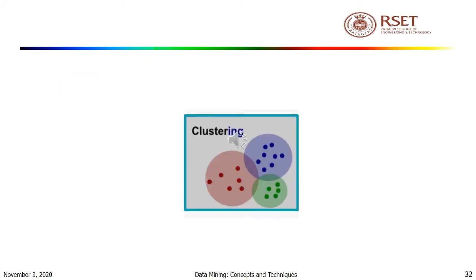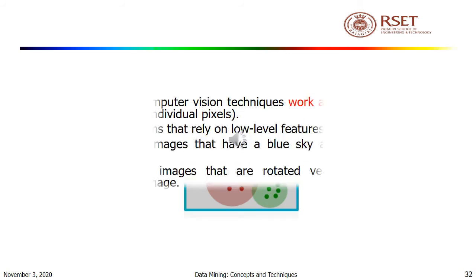This is basically clustering. So here you can see similar objects grouped into three clusters. You can see the red, blue and green clusters.